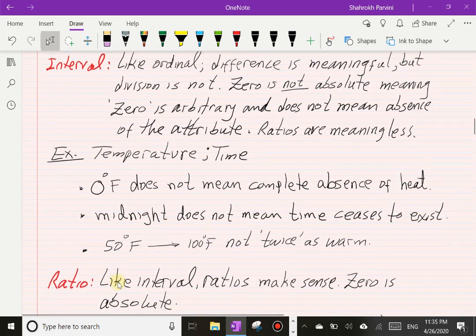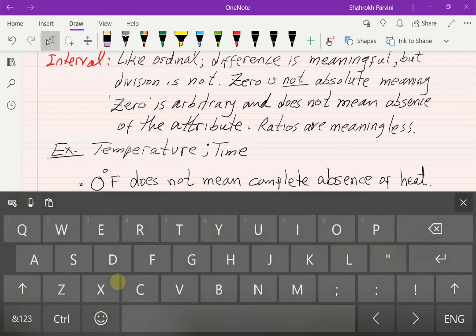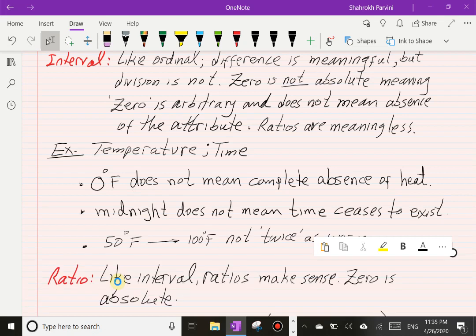Now, then we come to the last of our data types. That would be the ratio data type. With ratios, again, these are like intervals, but now with ratios, we can actually divide numbers together.